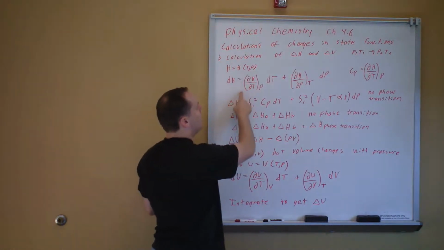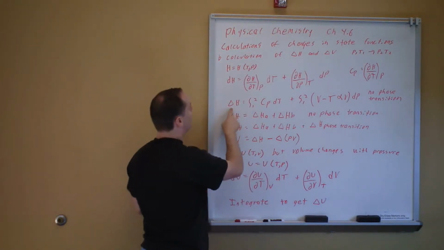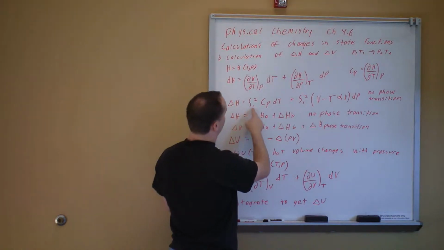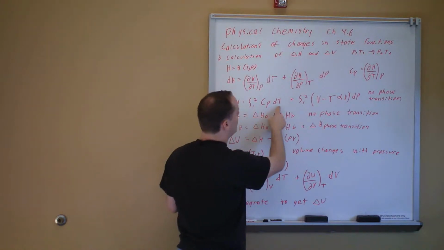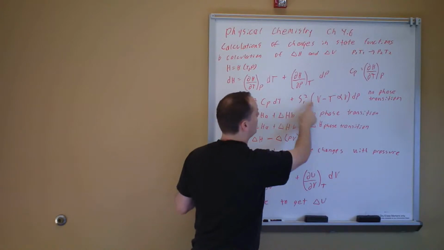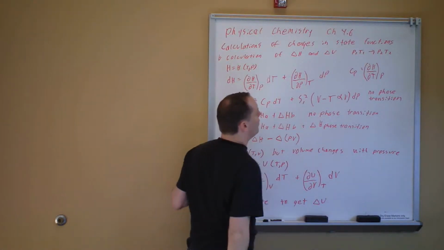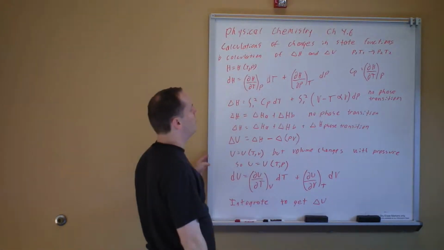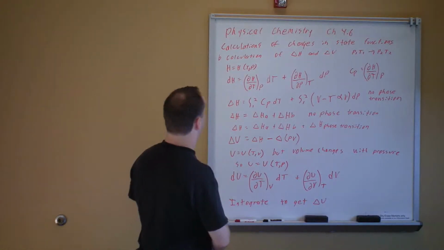So we can substitute that back in, and we're going to get delta H is equal to the integral from state 1 to state 2 of Cp dT plus the definite integral from state 1 to state 2 of (V minus T alpha V) dP. Now that's assuming there's no phase transition.